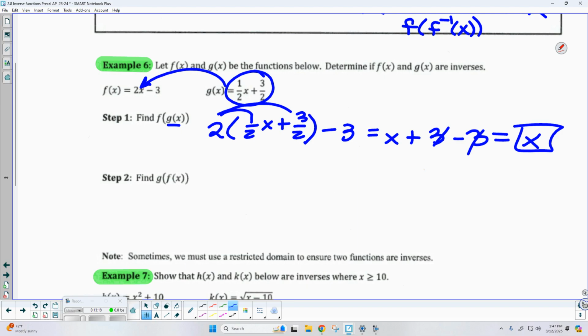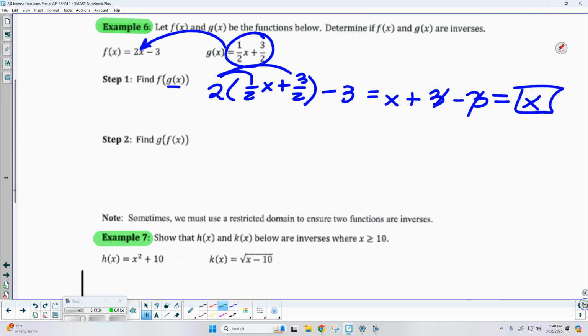Why not? Matthew, why are you shaking your head? There you go. It has to work in both directions. It is very possible for the composition to work one way, but not the other. So you always want to check it.